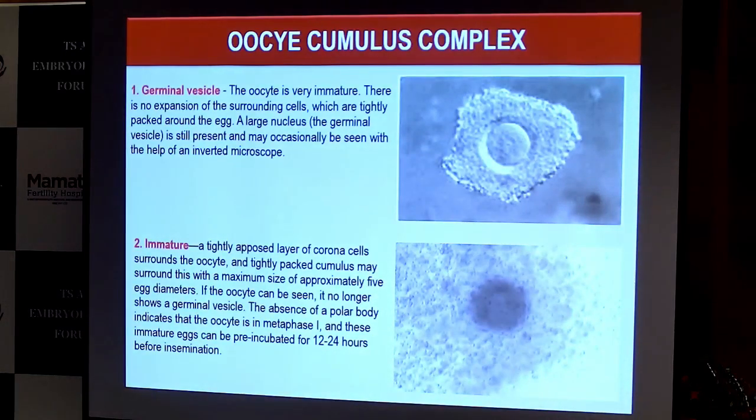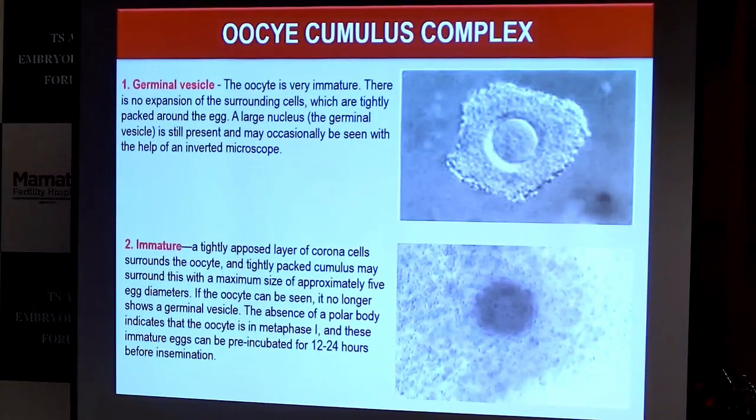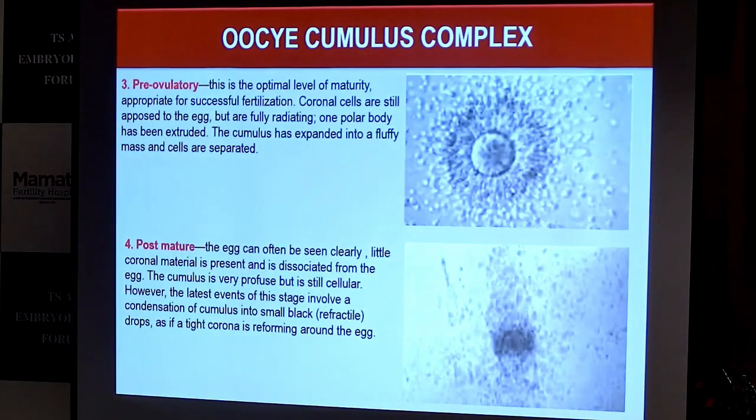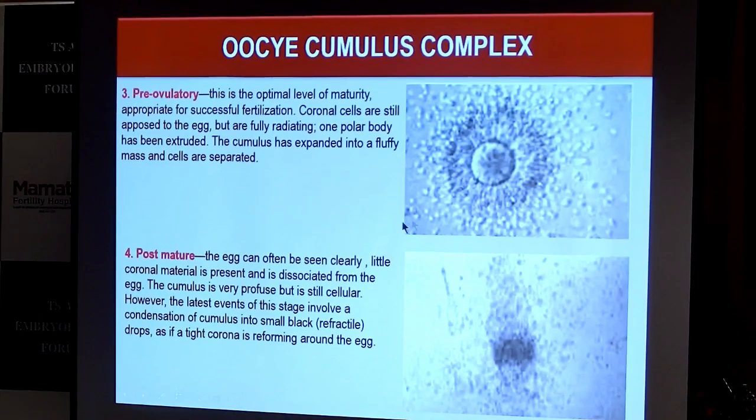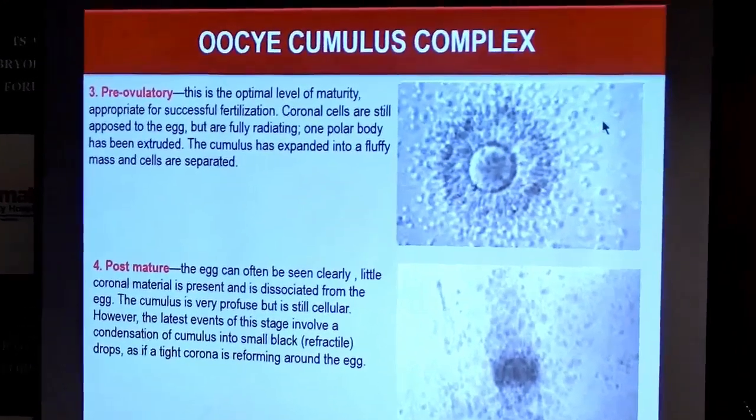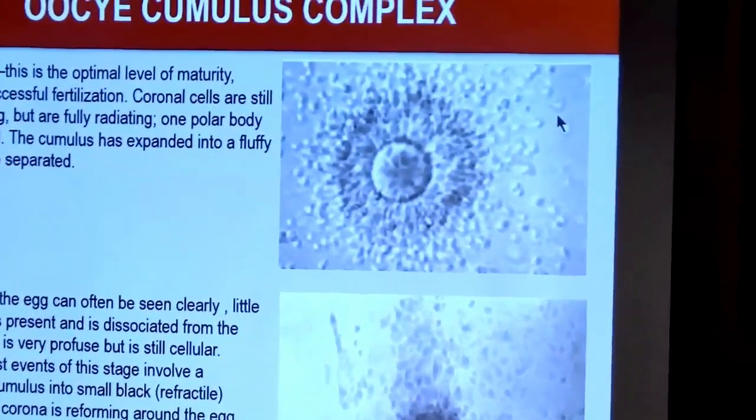And we grade the cumulus cells. If they are tightly packed as a GV, you can't see the oocyte, packed like this below, we call it an immature oocyte. A nice pre-ovulatory oocyte has a nice radiating corona like this, the sunburst coronal appearance, and you see these gaps between the cumulus cells. That is nothing but the hyaluronic acid.